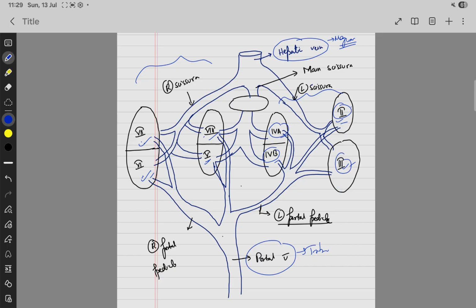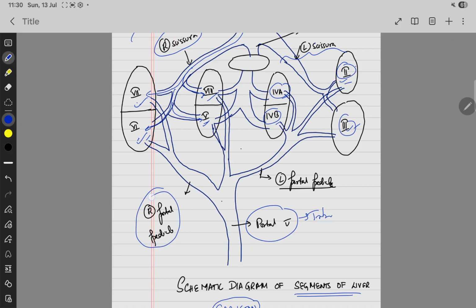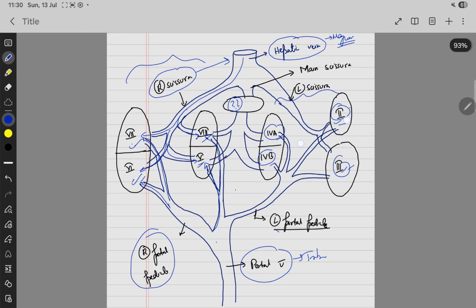Okay, so we'll see the right hepatic vein divides into the right caesura, which will further give branches to segment 7 and segment 6. Similarly, it will also give branches to segment 8 and segment 5. This is for the right caesura, which is a branch of the right hepatic vein. Similarly, the right portal pedicle will give branches to segments 5, 6, 7, as well as segments 5 and 8. Okay, this is a mystery. You just tell me which lobe this is.